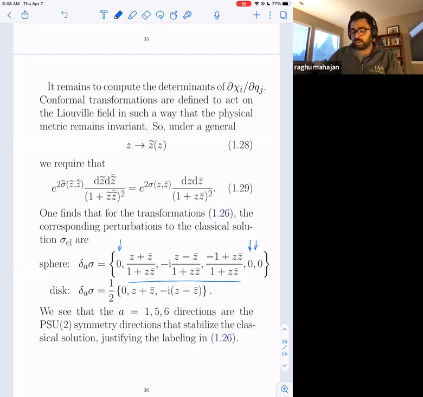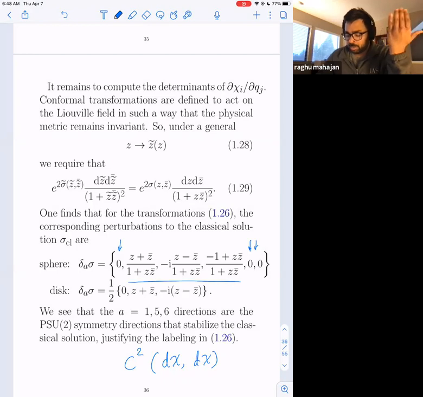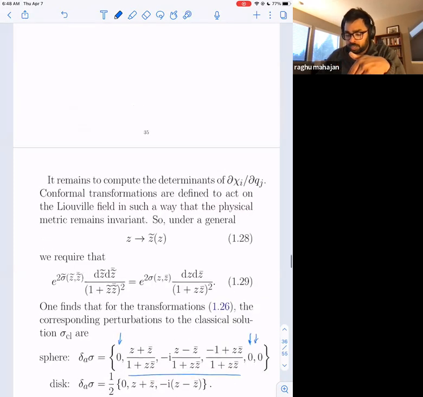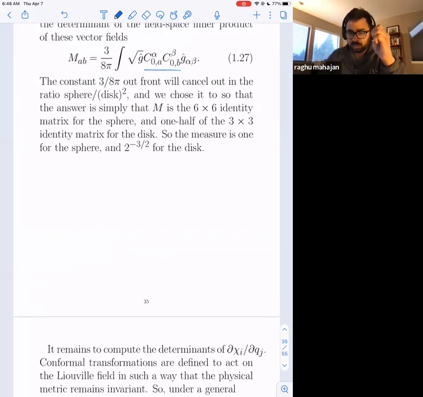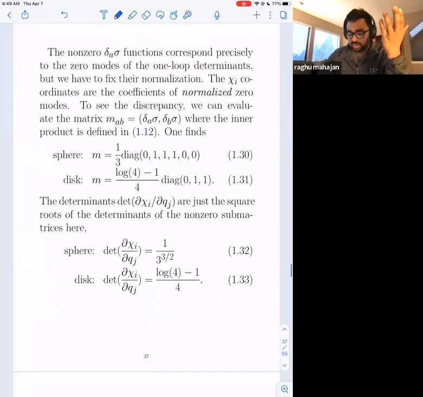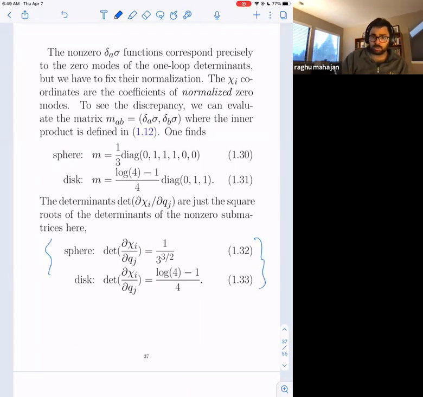So anyway, the point is, we had this other metric on the sigma space, which we defined by saying it was C squared, d chi d chi. So what enters in this determinant of chi over B is the ratio of this metric on the sigma space to this metric on the ghost space. Okay, so one has to compute that. And once you take those 2 metrics into account, you find these 2 determinants in 132. So for the sphere, you find some 1 over 3 to the 3 halves. And for the disk, you find this log 4 minus 1 over 4.